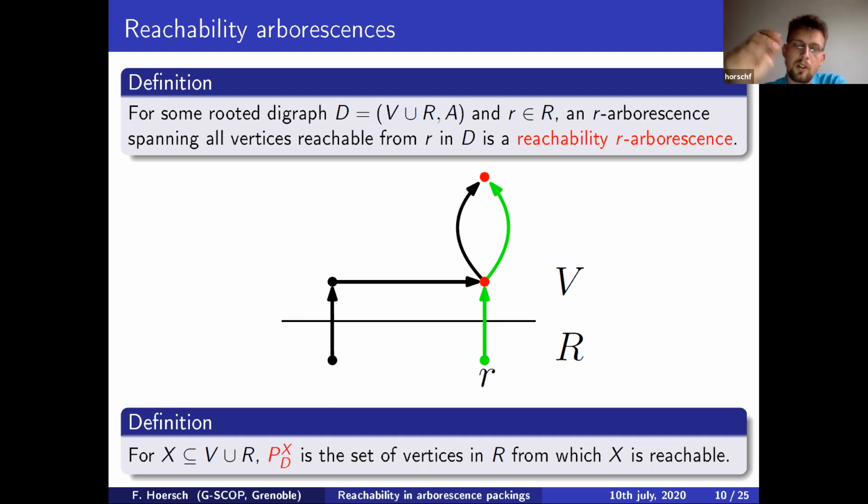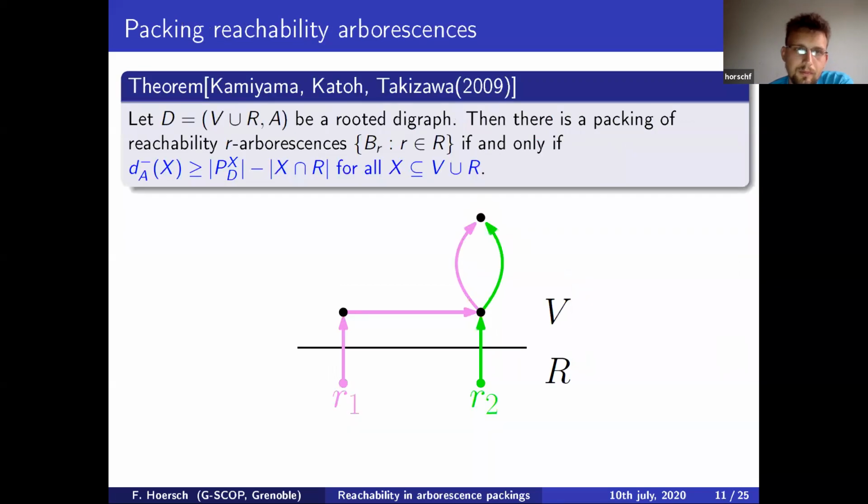So for example, if I pick one of the two vertices on the right, PDX, if I pick, say, an arbitrary set that contains one of the two vertices in V on the right, then PDX will be both the root vertices, and if I only pick the vertex on the left, then this will be only the root vertex on the left. Okay, so now I can tell you the theorem, and this was proven by Kamiyama, Kato, and Takizawa in 2009.